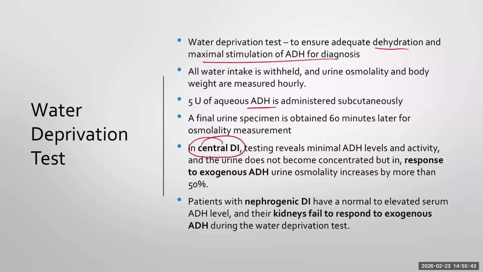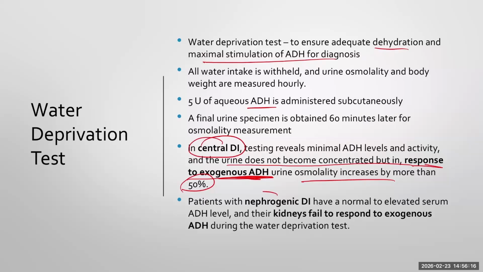If the patient has central DI, the pituitary is not producing the ADH. The urine does not become concentrated, but in response to exogenous ADH, the urine osmolarity increases by 50%. So the kidneys are responsive. You're just not making any ADH. So you do see changes in the urine if they have central DI.